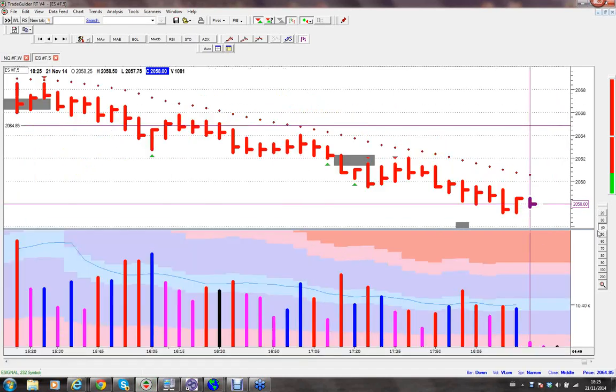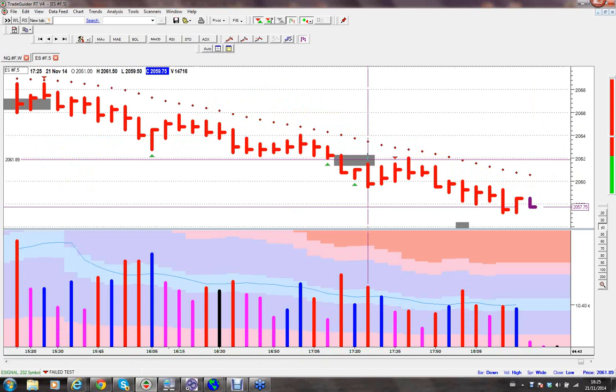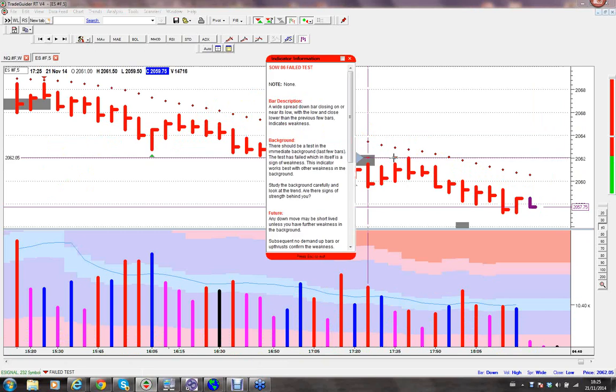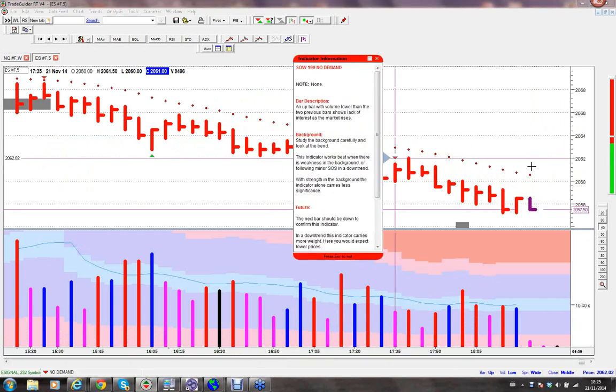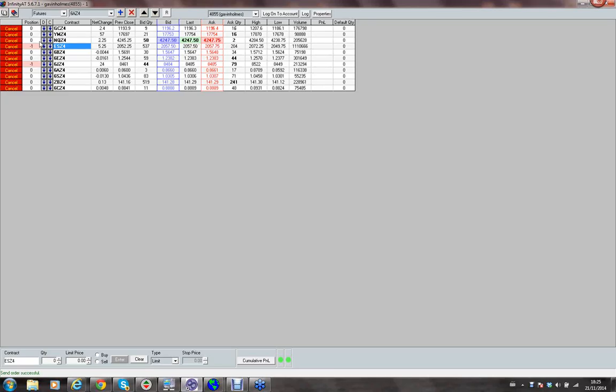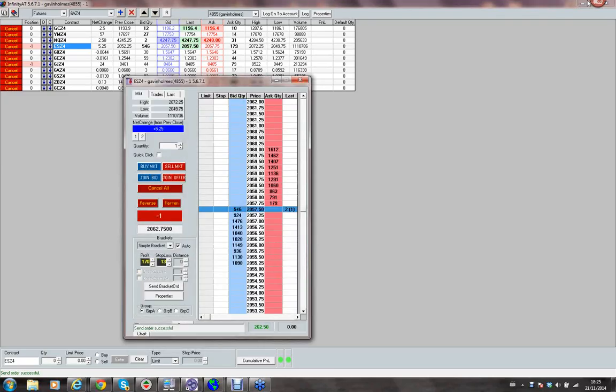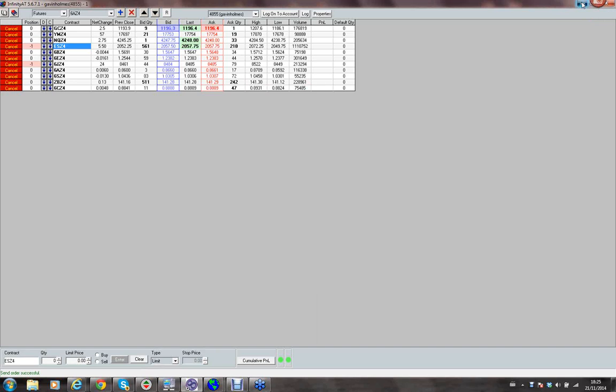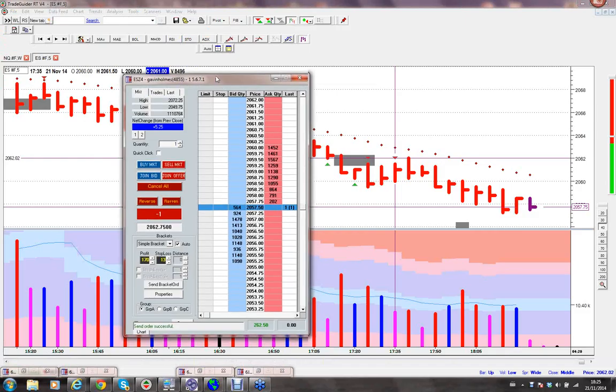All right, so that was the actual alert that was sent out, and we can see actually what happened after the alert was sent out. Here it was. I mean, it was pretty prophetic, really. Failed test, no demand. So if you didn't get in where I got in, and just so you know, I got in right on where I saw the weakness up here, you can see where this is going. Now, if it breaks this level now, this will continue to move down.